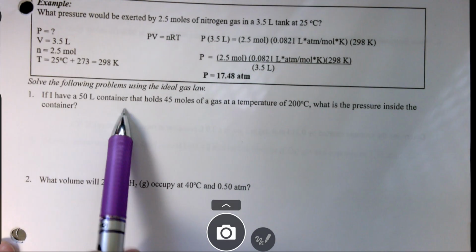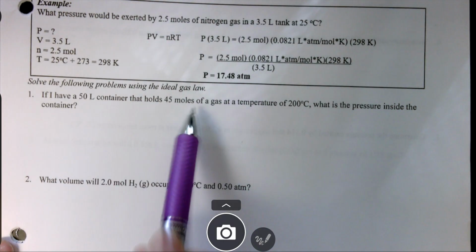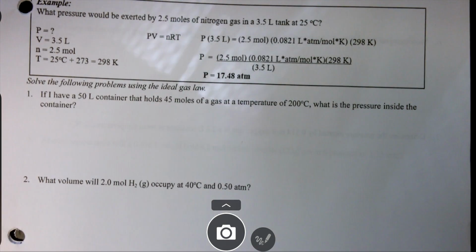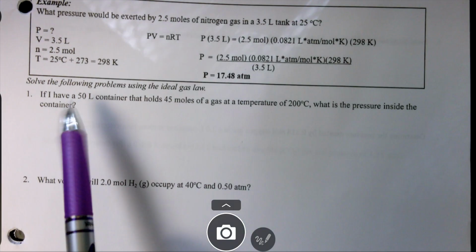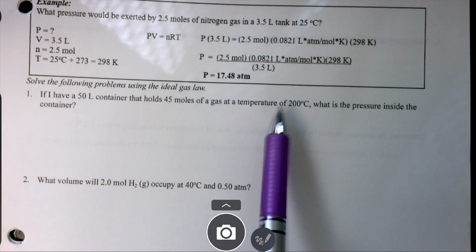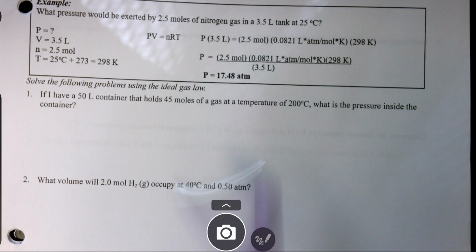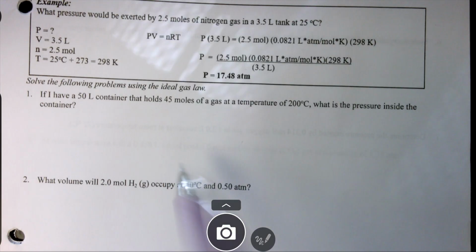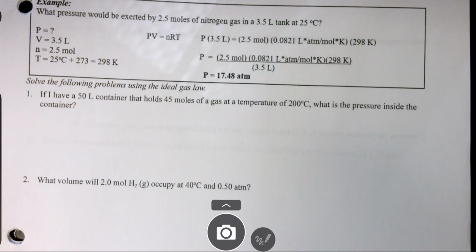50 liters of a container that holds 45 moles of a gas at a temperature of 200 degrees Celsius. What is the pressure inside the container? The first thing we notice about these problems is that we have only one measurement of everything. So eventually you are going to see ideal gas law problems mixed in with combined gas law problems.